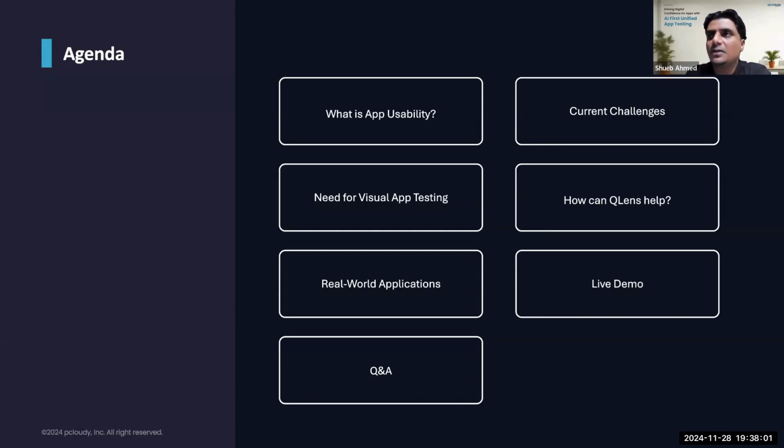This is followed by a few real-world applications and scenarios. We will talk about some complex scenarios, how they can be automated, and how to identify visual bugs. Then we'll have a quick demo that will give you an overview of how visual testing really works and how QLens is incorporated within pCloudy's platform to help with visual app testing. Finally, we will have a Q&A session. If there are any questions, feel free to post your queries in the chat option. We will be happy to take them at the end of the presentation and the demo, and we'll try to answer all your queries.